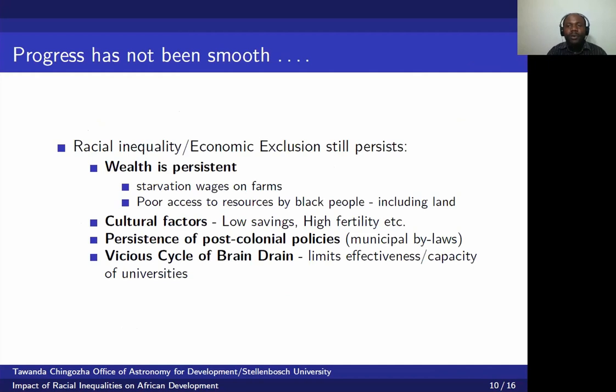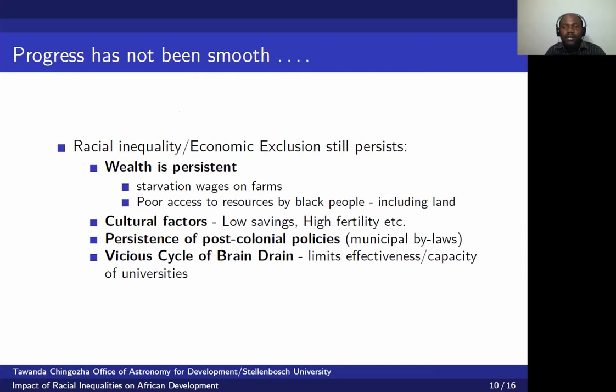Yeah, so there has been progress, as I've said, but the progress has been bumpy. It has not been smooth because the racial inequality and economic exclusion still persist today, because wealth is persistent. Once a family has generated enough money, be it in the mines of South Africa, where white families made a lot of money with gold or farming or whatever, or even slavery, you find that that wealth remains within the family.